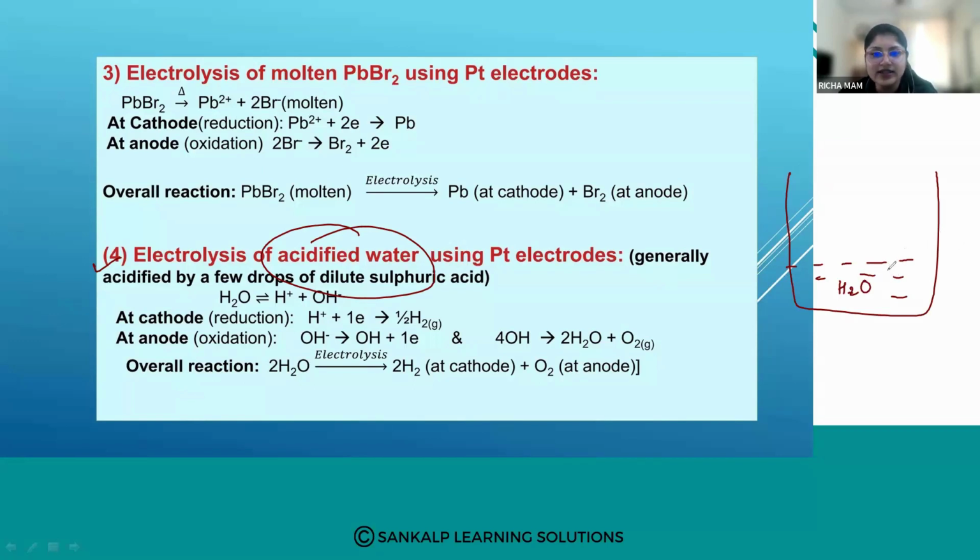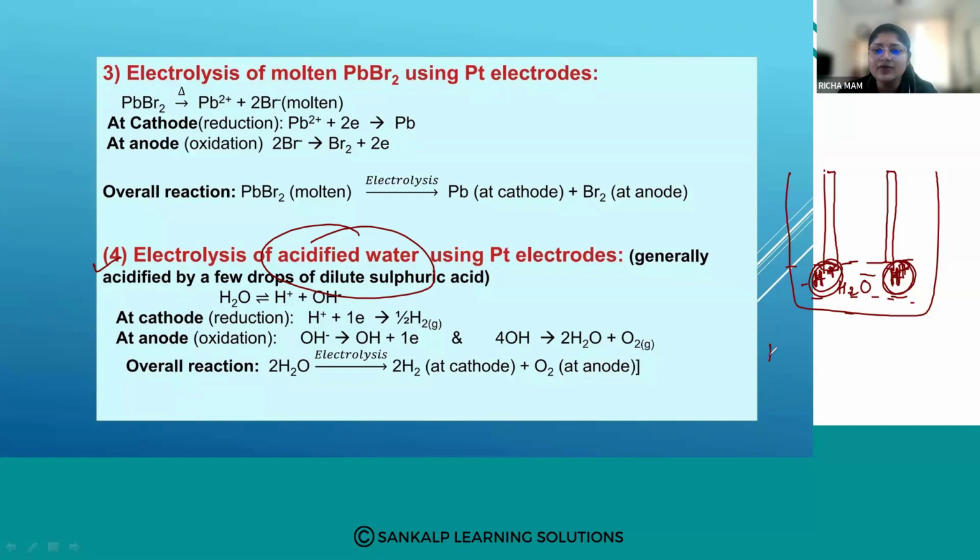So when H2SO4 is added, what concentration is increased? The H plus ions concentration is increased, right? So what will happen to the solution? It becomes an acidified solution, right? Water is a neutral solution. When you add H2SO4, the concentration of the H plus ions will increase and it becomes an acidified solution.